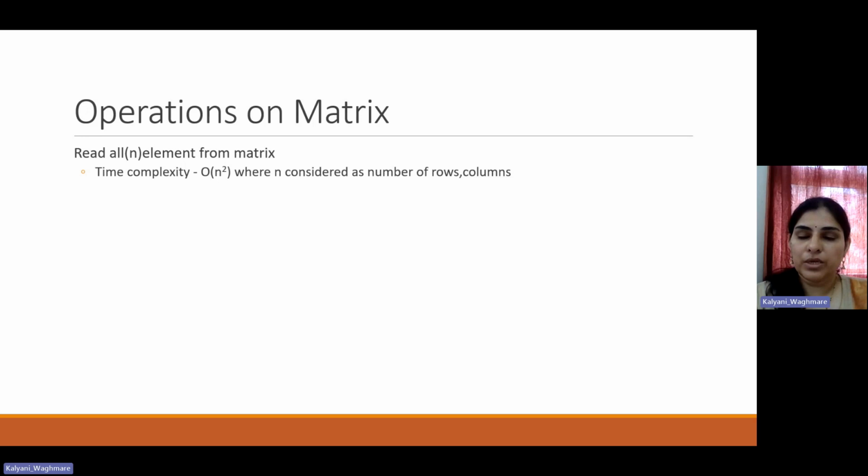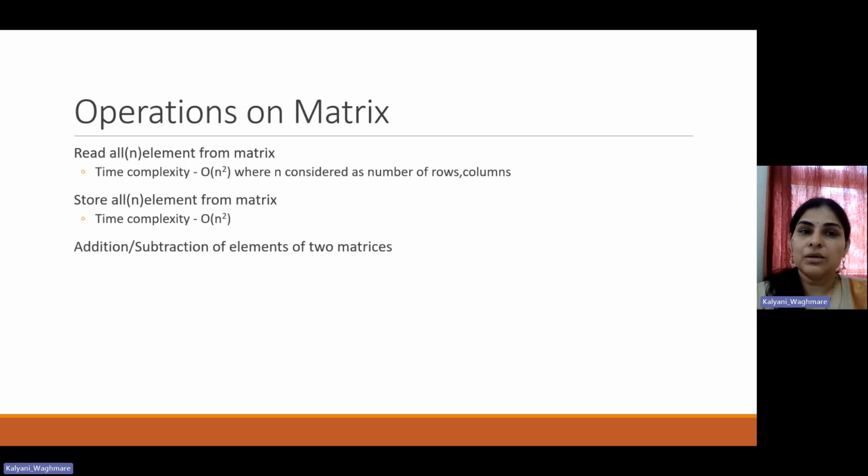On a matrix, we are storing data in a number of rows and a number of columns. So to read information from a matrix or to store information in a matrix, we require time that will be order of n square. So the time complexity for reading all elements from the matrix or storing elements in a matrix is order of n square, where n represents the number of rows and number of columns considered for that particular matrix.